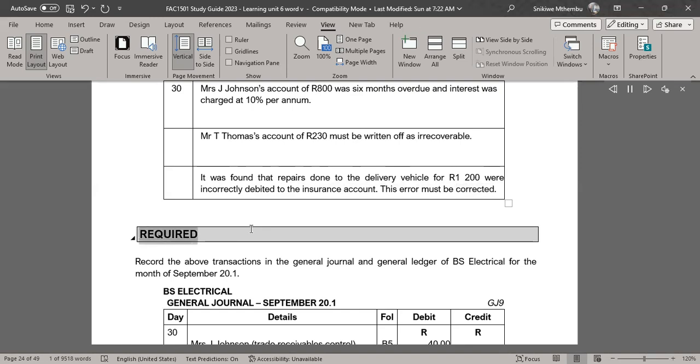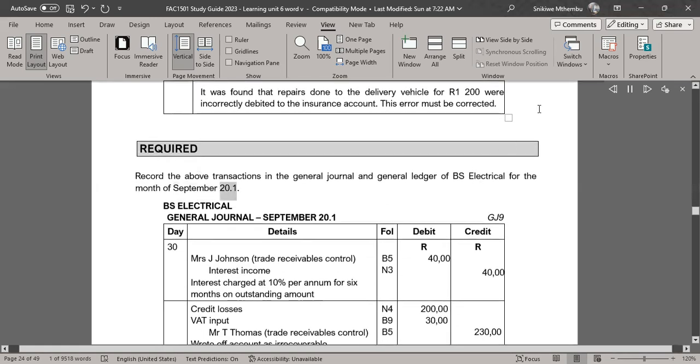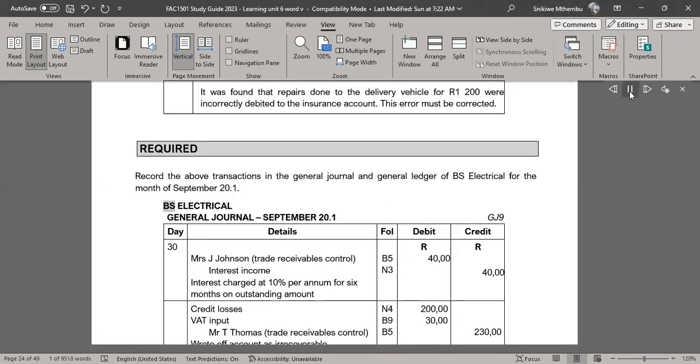2.2 Required. Record the above transactions in the General Journal and General Ledger of BS Electrical for the month of September 20.1. BS Electrical. General Journal, September 20.1, GJ9.